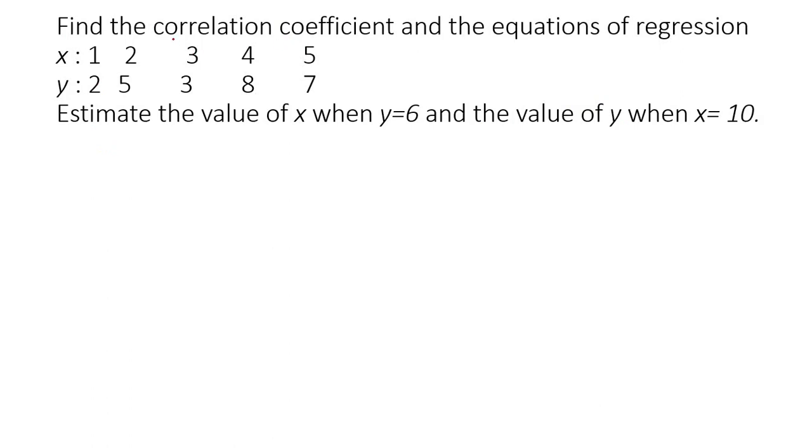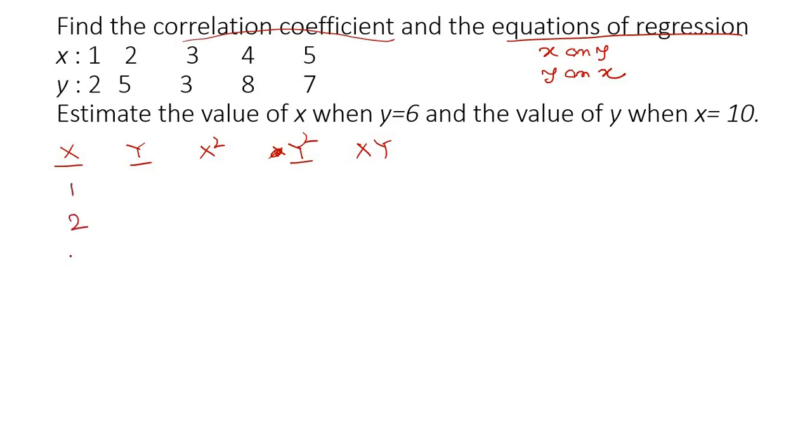So what are we supposed to do? Find the coefficient of correlation, and the equation of regression, meaning both x on y and y on x. For this type of values, first we calculate some table. We have to calculate x square, y square, and xy as well. So let us write these values.